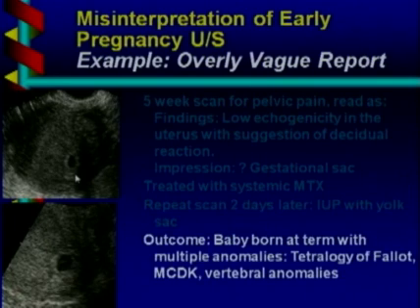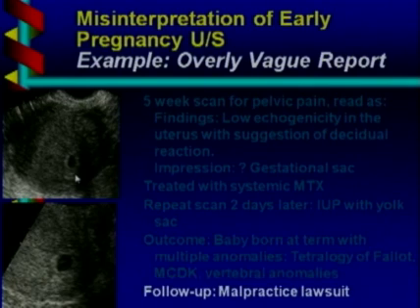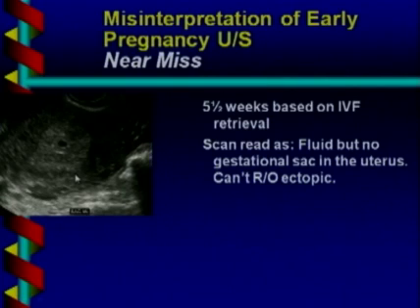And the outcome at birth was the baby was born with multiple anomalies, likely because of damage from the methotrexate. And again, there was a malpractice lawsuit. And this one happened at my own hospital as almost what we call a near miss. Fortunately, there was no problem, but there almost was.